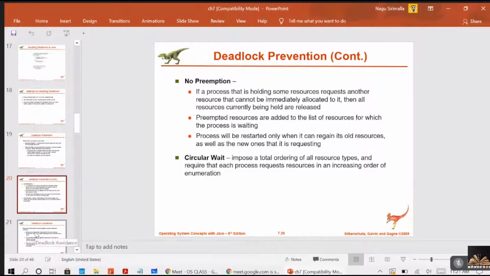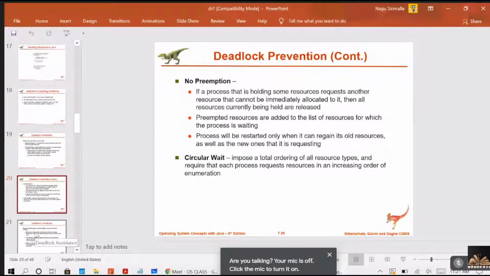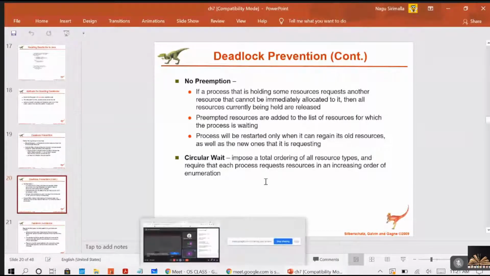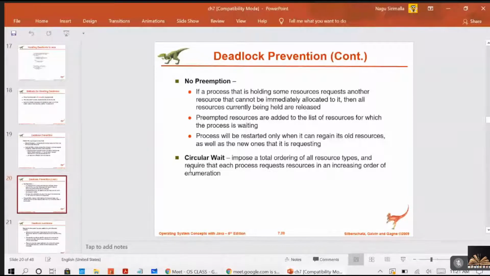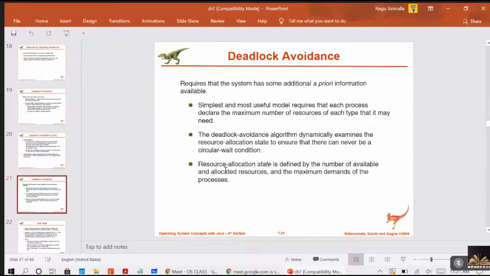Then no preemption. No preemption means you should not forcibly take the resource. But here what we do is, we try to take the resources forcibly when they are making the deadlock situation. And circular wait, how we are going to avoid this is by following an order. That means when a process is requesting for the resources, it should be in the increasing order of the enumeration, right? So this way we are going to prevent the deadlock.